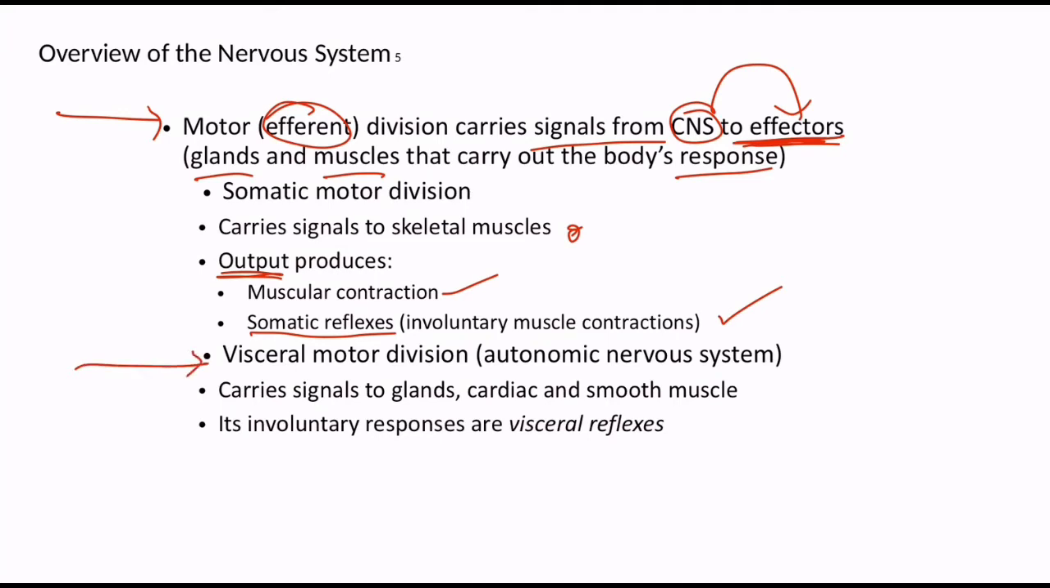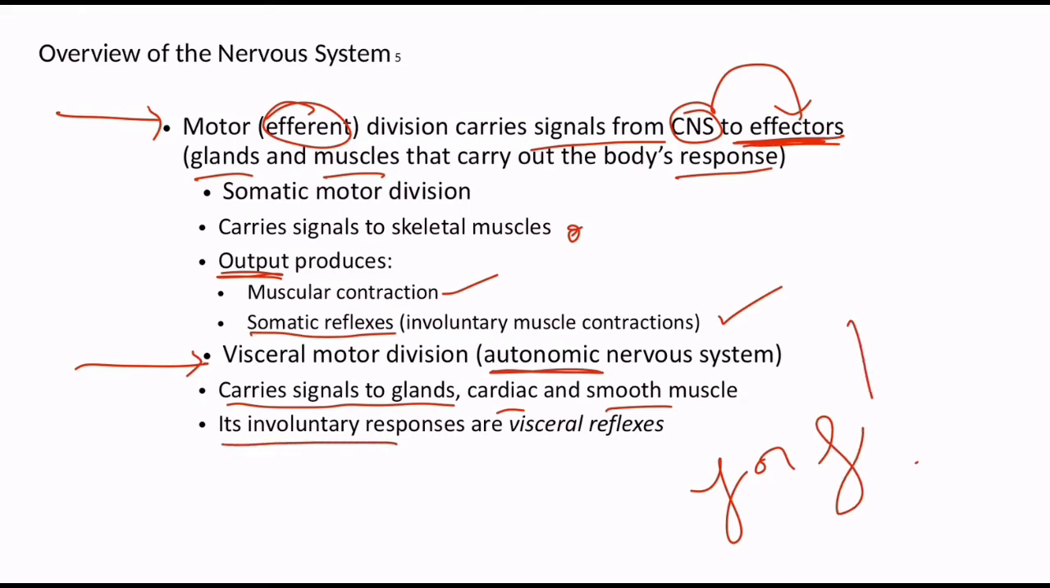We talked also about the visceral motor division. Well, we call this component the autonomic nervous system, or some people think of it as like an automatic type nervous system. It's pretty quick. It carries signals to things like glands, cardiac muscle, smooth muscle, and helps us with things like flight or fight. So it's involuntary. And so when we have these involuntary responses, we consider these also a type of visceral reflex.